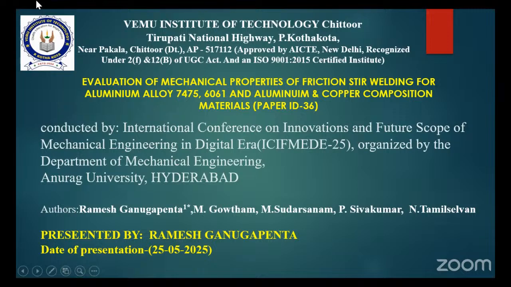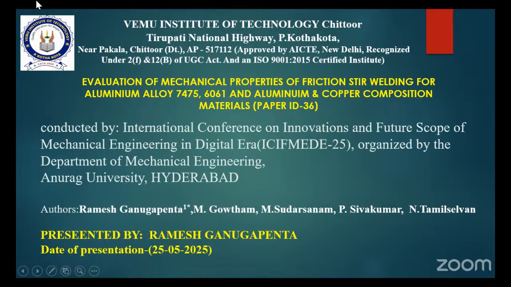Here we are getting a major hardness of 90 from the aluminum copper composition. The least is aluminum 6061. Then we go for impact strength. These are the dimensions of the specimen: length 54 mm, breadth 15 mm.